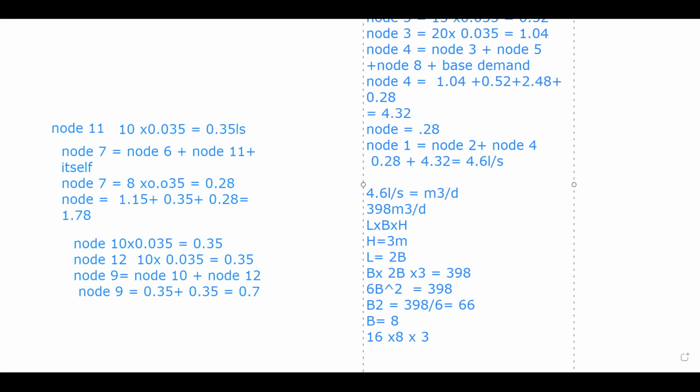It won't work now. So for a community like this, you cannot provide 1 day storage for them. So what you do, you provide half-day storage.